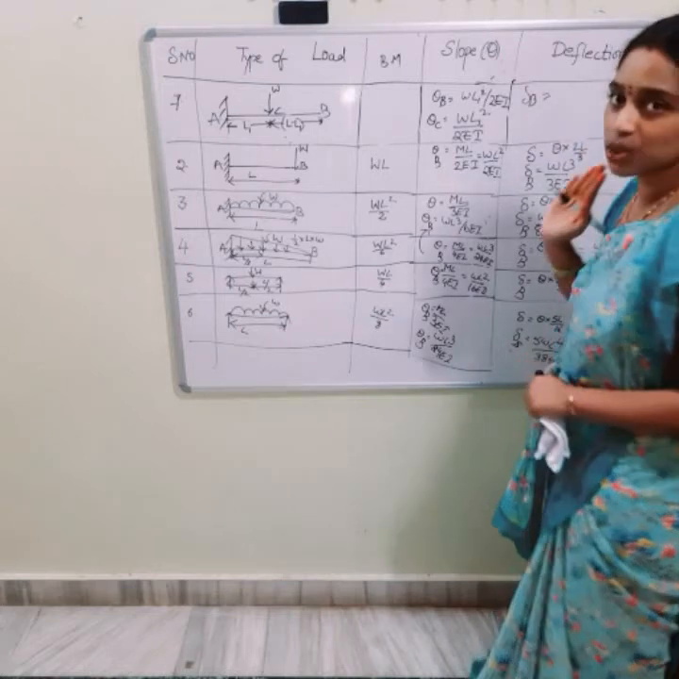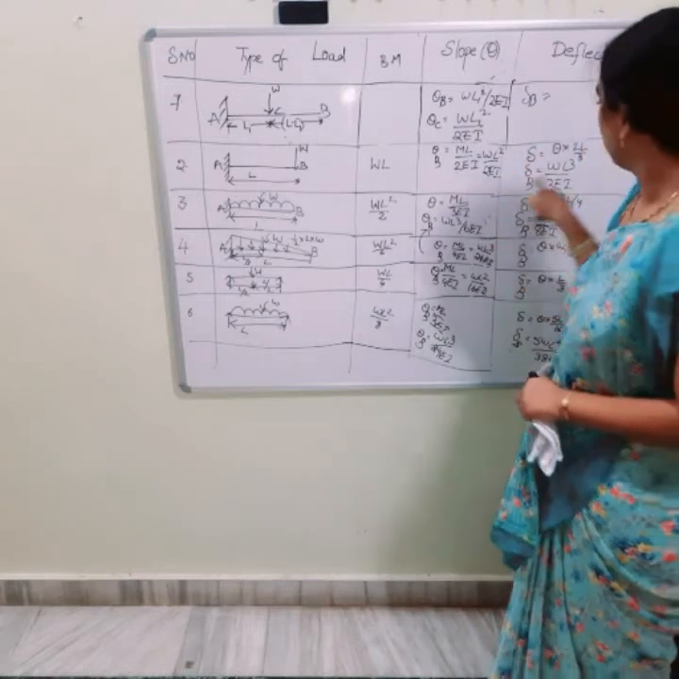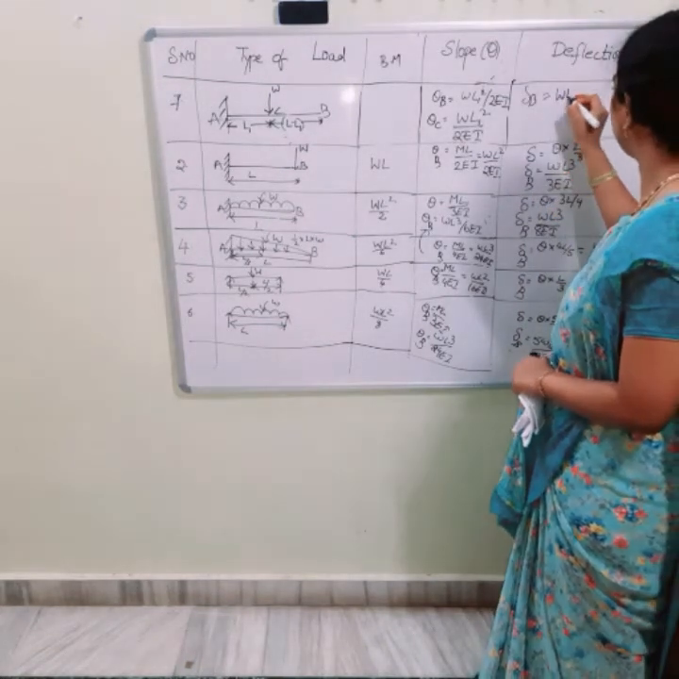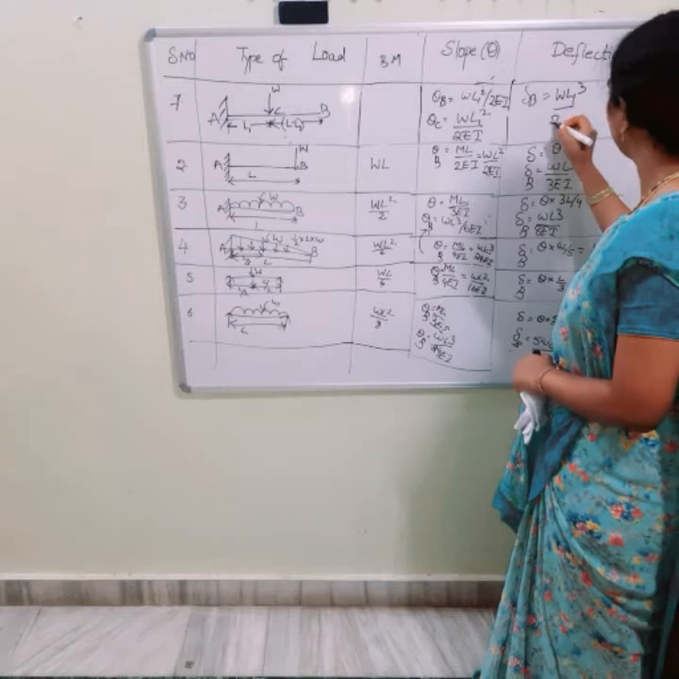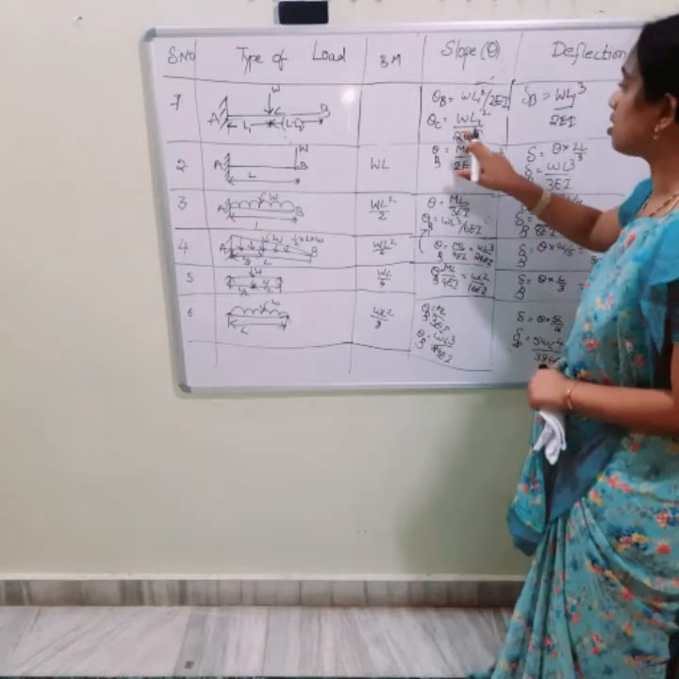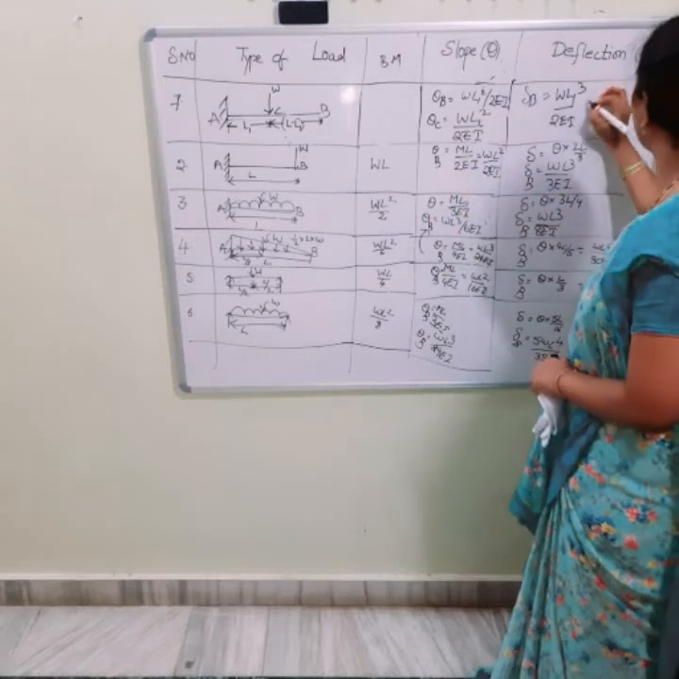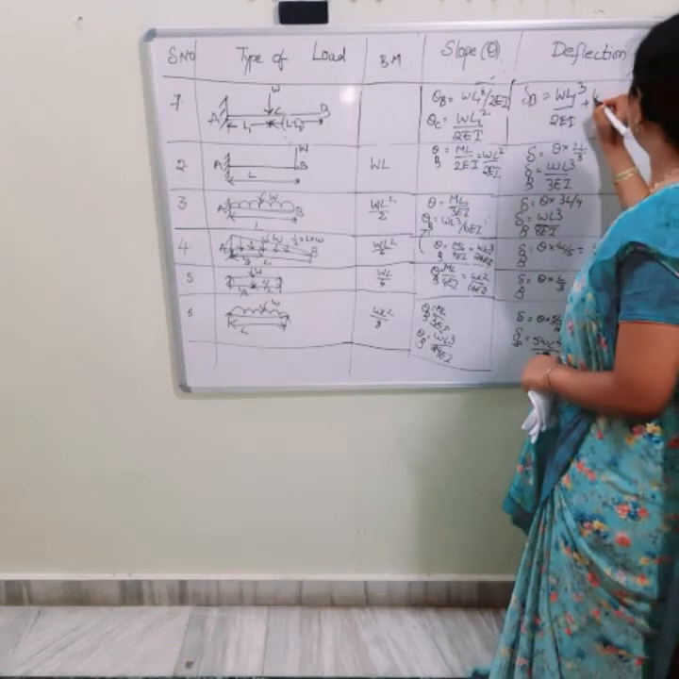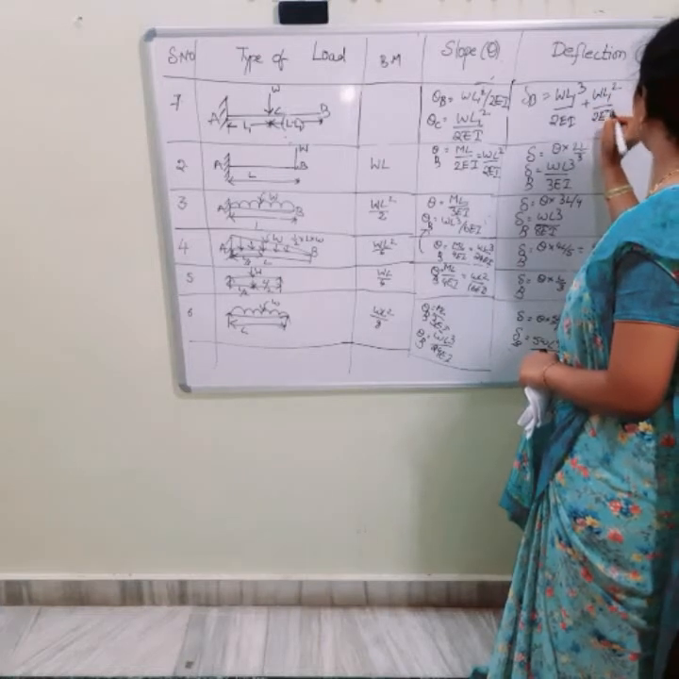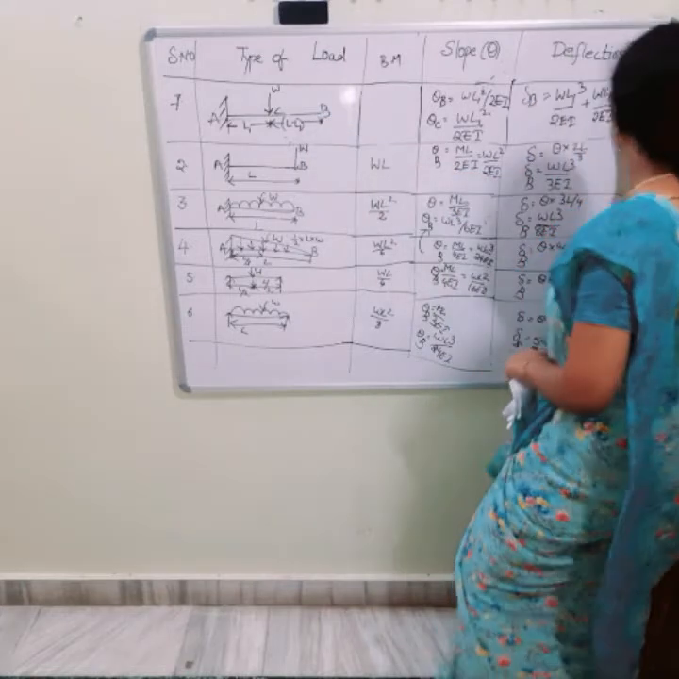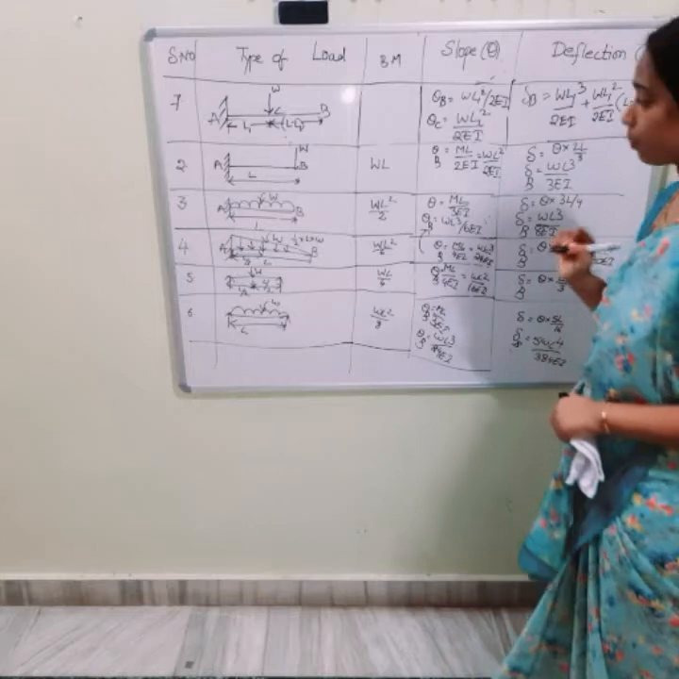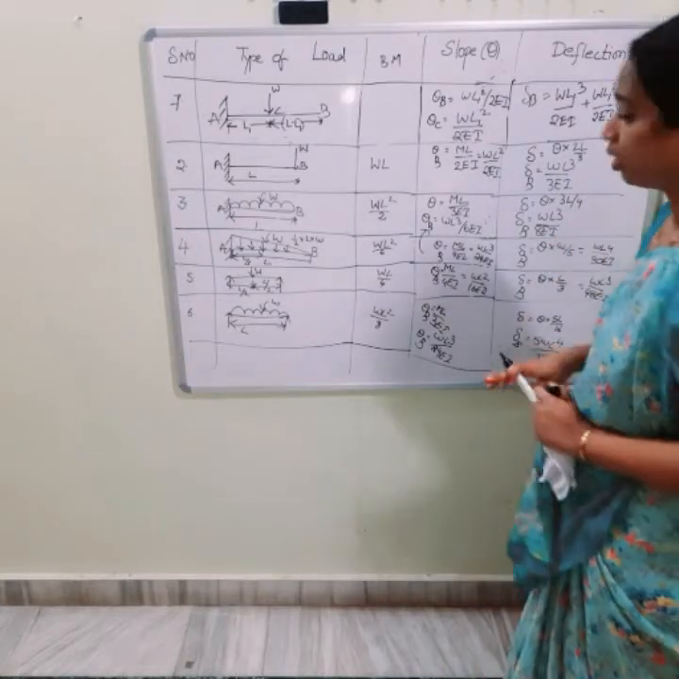In the L place, just replace it with L1. So it is nothing but WL1 cube by 3EI. Then just add the slope value. What is the slope value? WL1 square by 2EI, and the remaining distance, what is the distance? L minus L1. Okay.